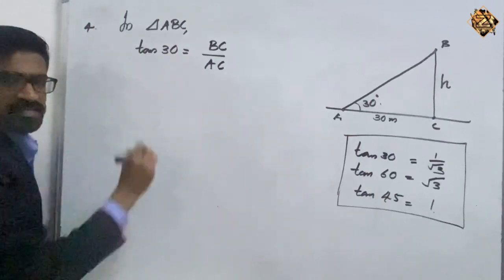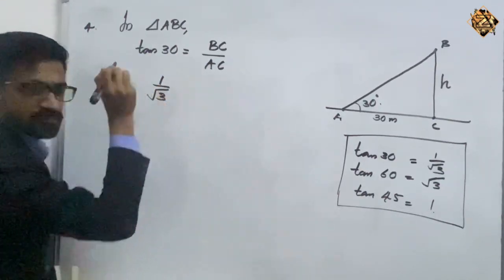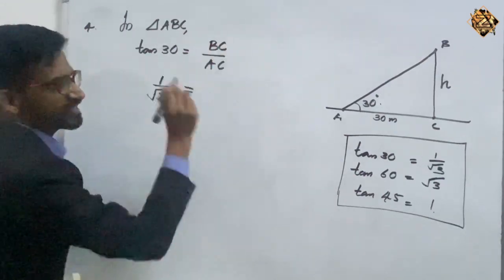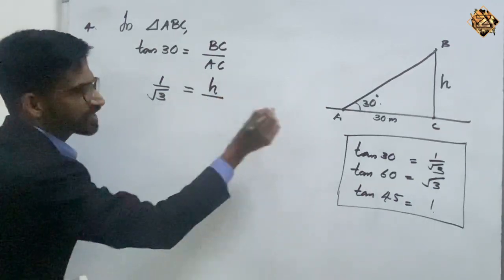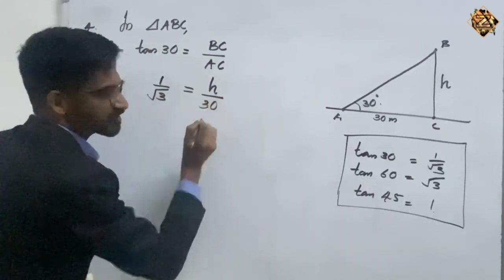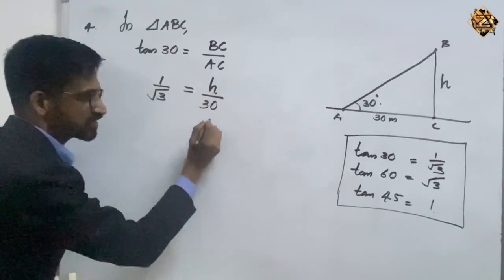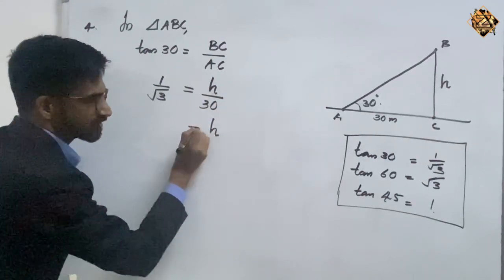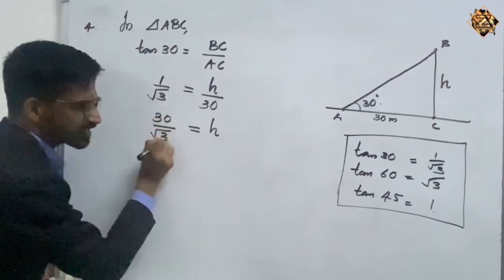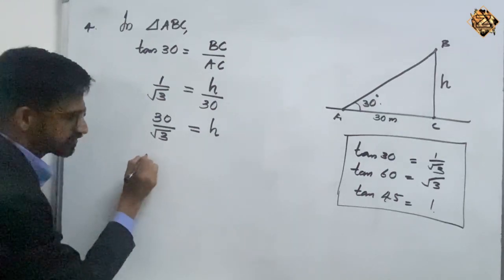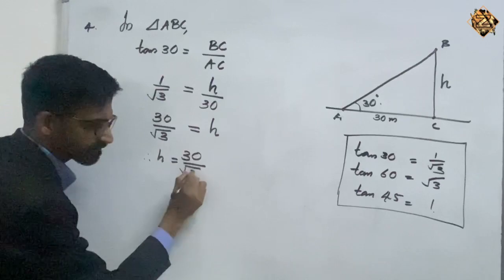The value of tan 30, we must know, is 1 by root 3, equal to BC, that is the height which we need to find out, by AC, which is given as 30 meters. Finally we need to find the value of h, so we'll keep h here. Therefore height equals 30 by root 3, isn't it? So h equals 30 by root 3.